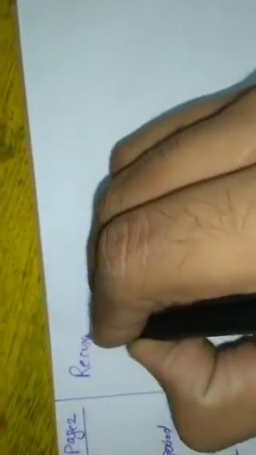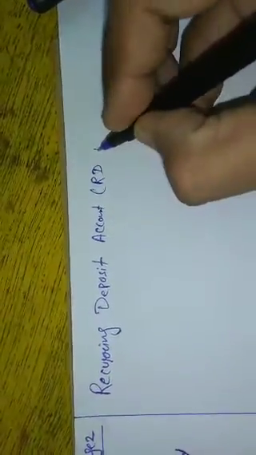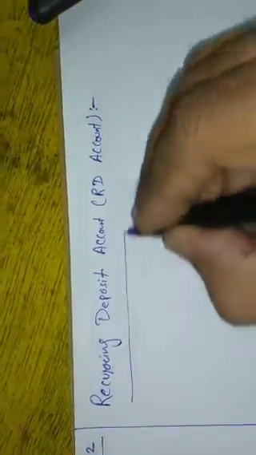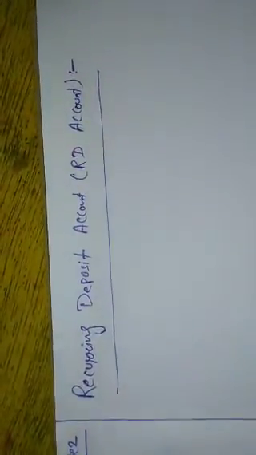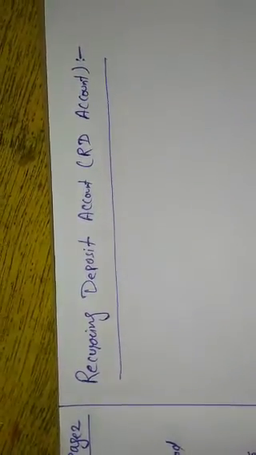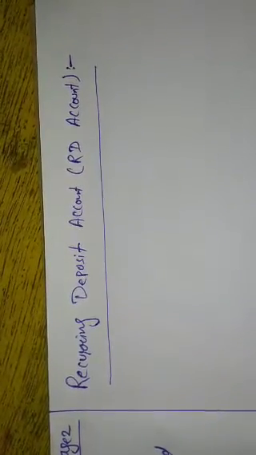So I want to continue from the recurring deposit account. Next account is based on the recurring deposit account, or in the short form you can also tell it RD account. Okay, listen. A recurring deposit account is a type of account which allows the account holder to save fixed amount on regular basis for a fixed period of time.